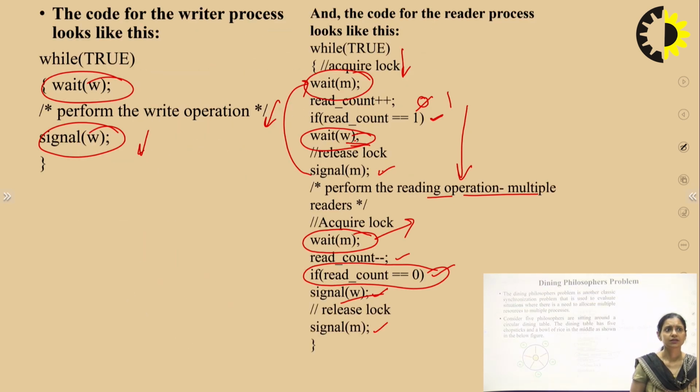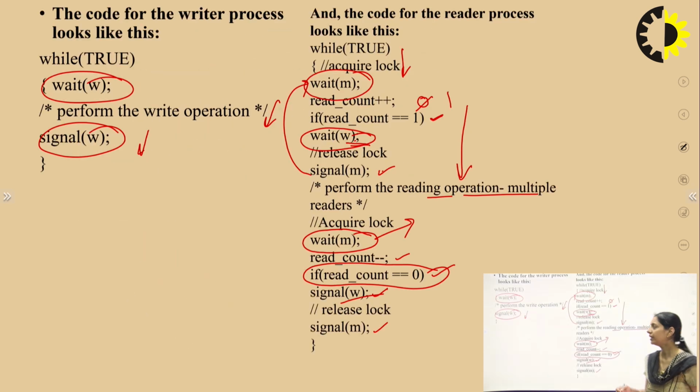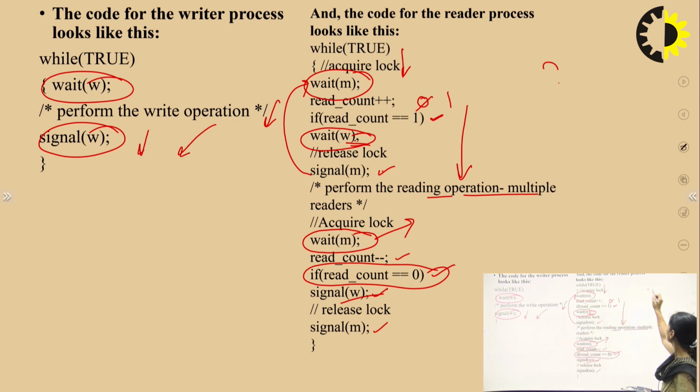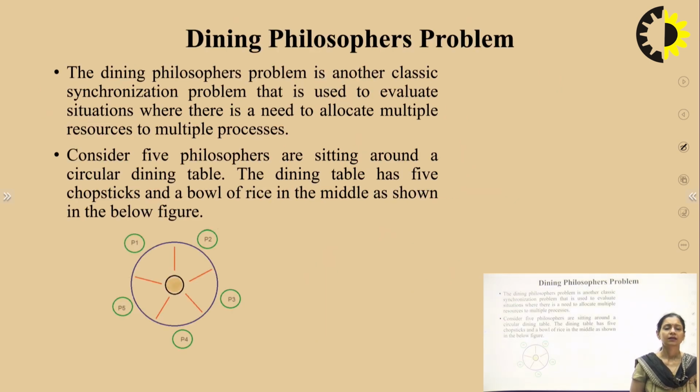So this was the readers-writers problem, where we had only one write operation to be performed, but multiple processes can run in the critical section while they are performing the reading operation or while they are using any shareable resource. The last problem that we are discussing is the dining philosophers problem.